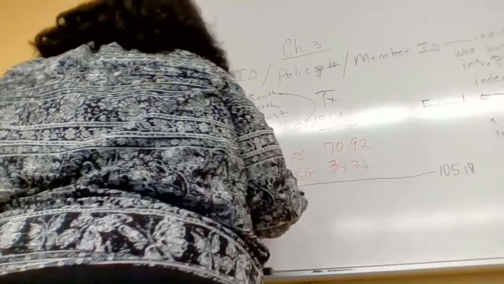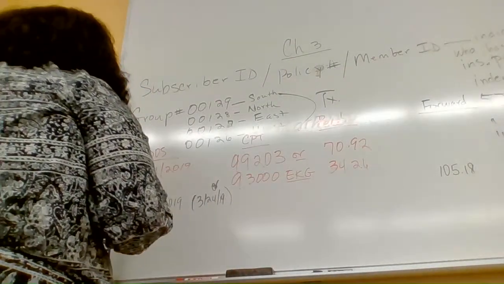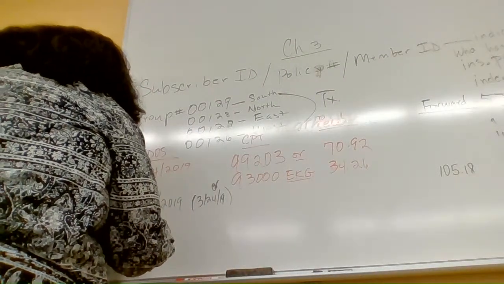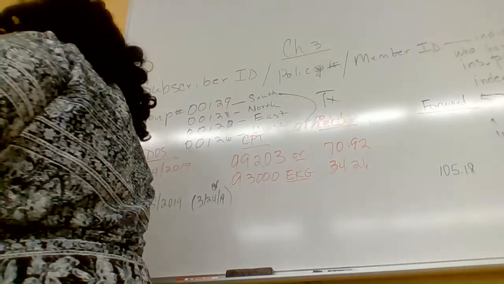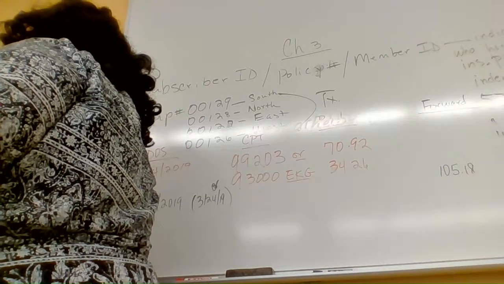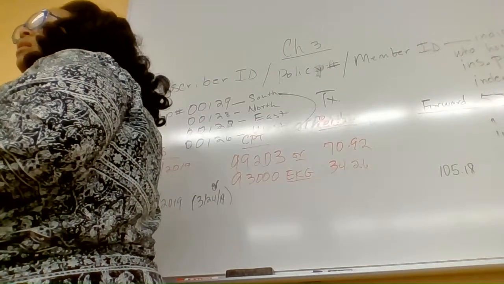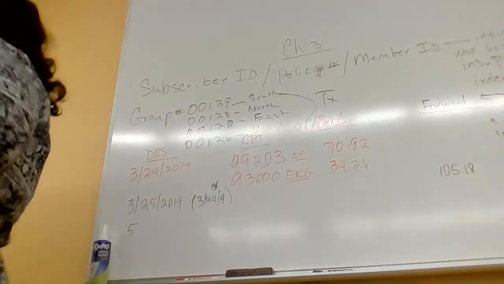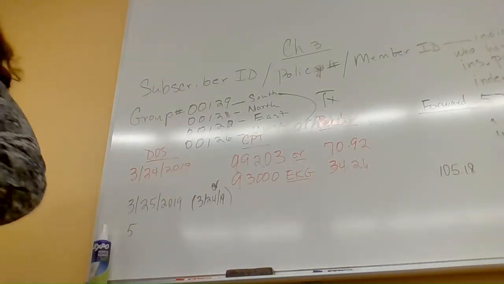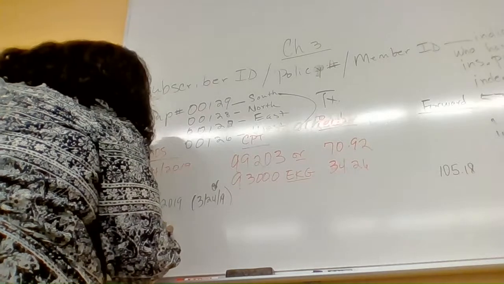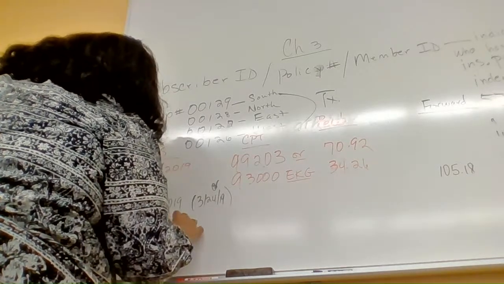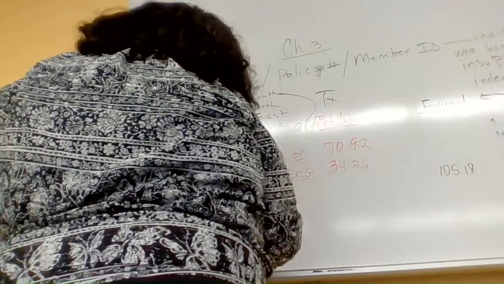And we received payment from Blue Cross. When did you receive payment? It doesn't give you that. We received the payment on 5/15/19, and the check number is 433.